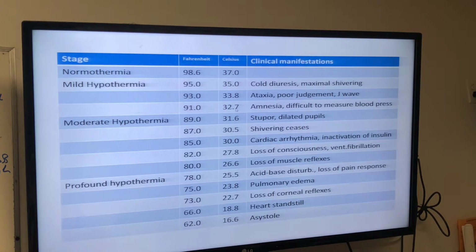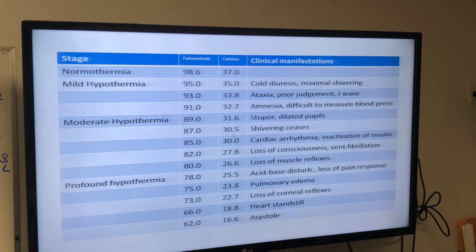At about 32 degrees Celsius, you start seeing amnesia and difficulty measuring blood pressure. Less than 32, you start going into moderate hypothermia, which basically starts with stupor and dilated pupils. We've seen dilated pupils even in this area here. What we mean by dilated pupils here at 31.6 degrees is that both of them are dilated and probably fixed. When we were doing a lot of hypothermia, at about 33 or 34 degrees, you see dilated pupils, but they're not equal, or they could still be responsive to light. And we sent so many people for CAT scan and they're all negative, just because of the unequal dilated pupil.